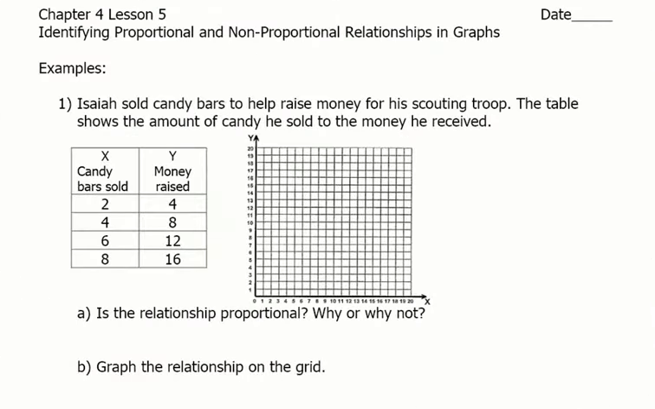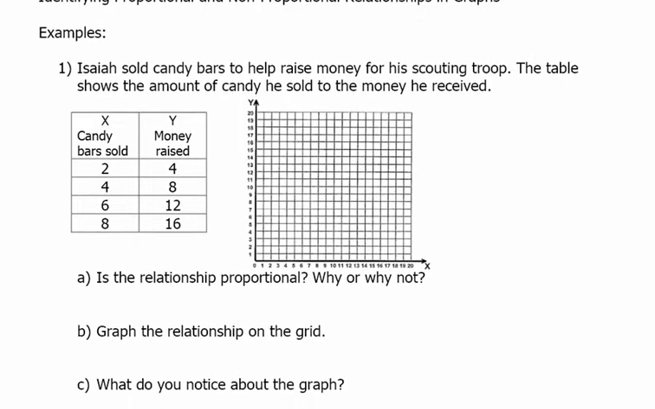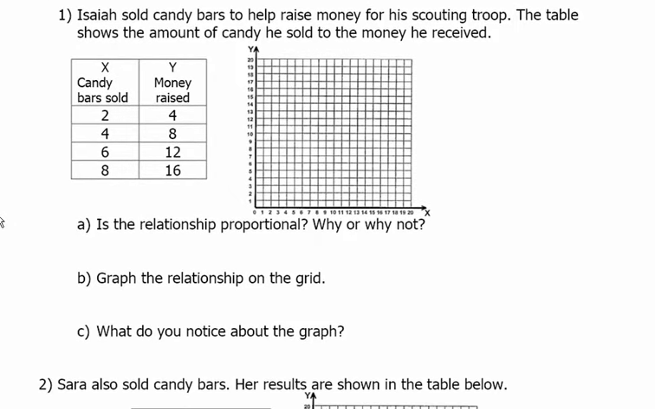This is Chapter 4, Lesson 5, How to Identify Proportional and Non-Proportional Relationships in a Graph. We've talked about non-proportional and proportional relationships in tables, and we've talked about equations. So now we're going to talk about graphs. We have a table here, X and Y, candy bars sold compared to the money that's raised. What we're going to do is graph that.